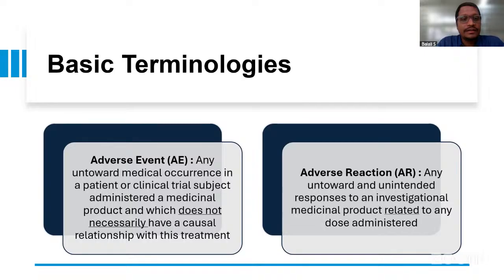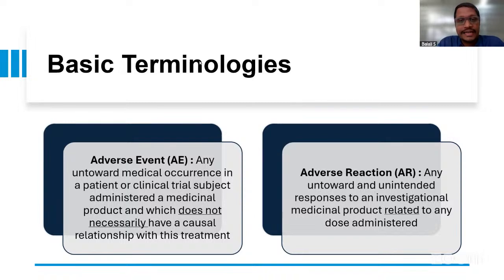The first one is an adverse event, or as we abbreviate it, AE, which is any untoward medical occurrence in a patient or a clinical trial subject administered a medicinal product, and which does not necessarily have a causal relationship with this treatment. In a simple, layman's understanding, once any new drug or test drug has been taken, anything and everything that happens post that should be considered an adverse event, wherein there need not be any established causal relationship to that particular drug. So whatever happens has to be considered as an adverse event.